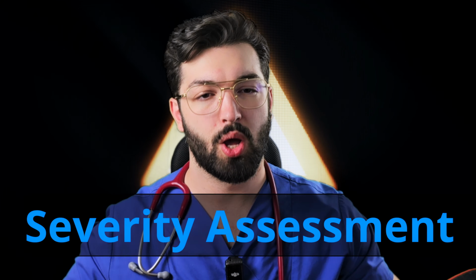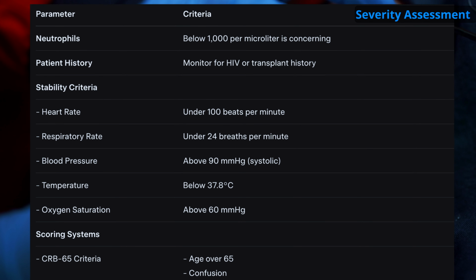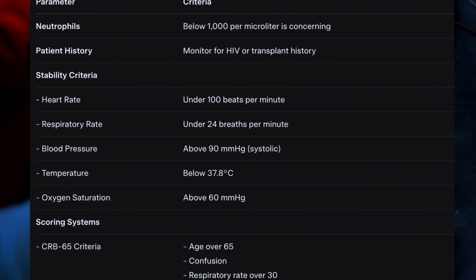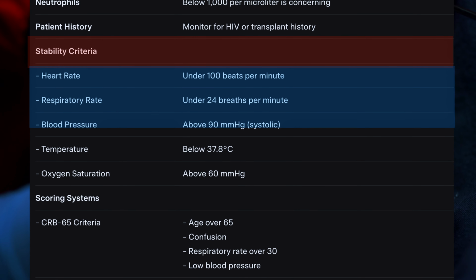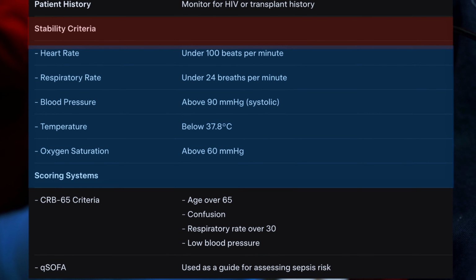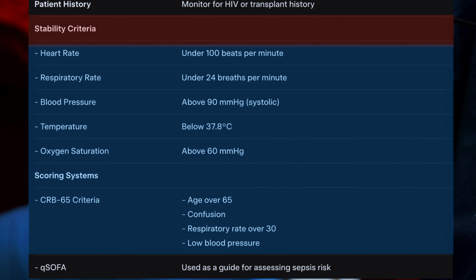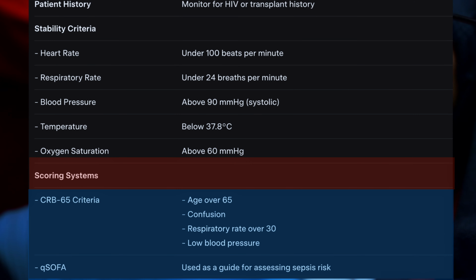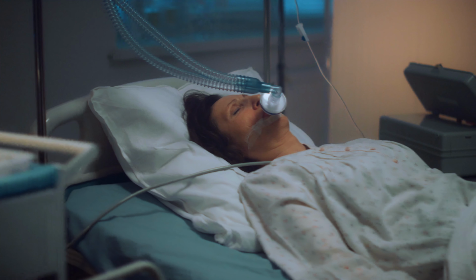Severity assessment is critical. We monitor neutrophils; below 1000 per microliter is concerning, as well as HIV or transplant history. Stability means heart rate under 100, respiratory rate under 24, blood pressure over 90, temperature below 37.8 degrees Celsius, and oxygen above 60 millimeters of mercury. Scoring systems like CURB-65, that means age over 65, confusion, respiratory rate over 30, low blood pressure, or you can use SOFA to guide us. Severe cases need intensive care.